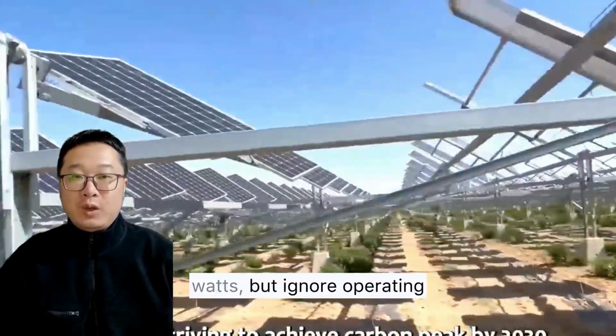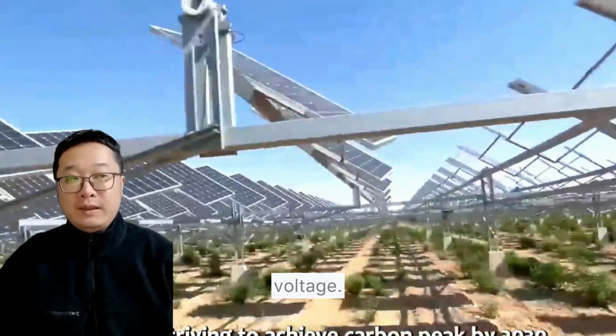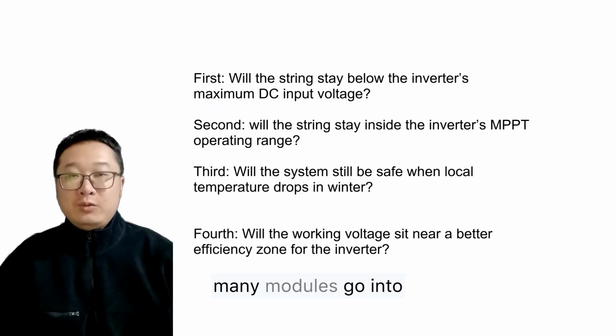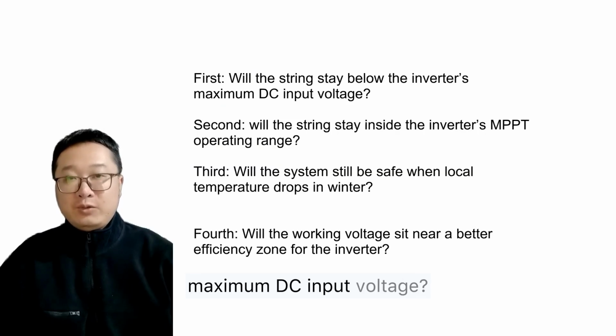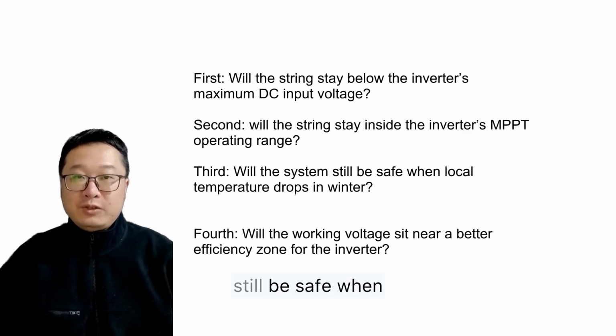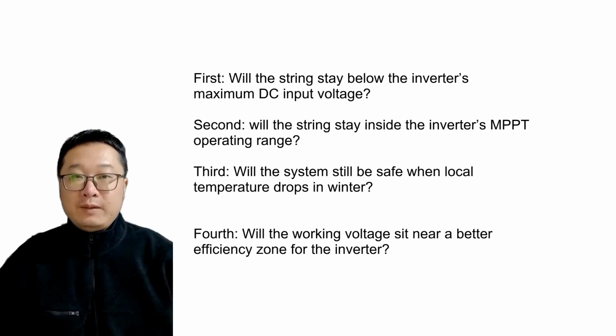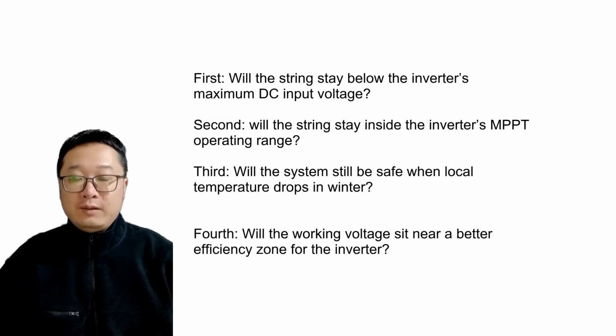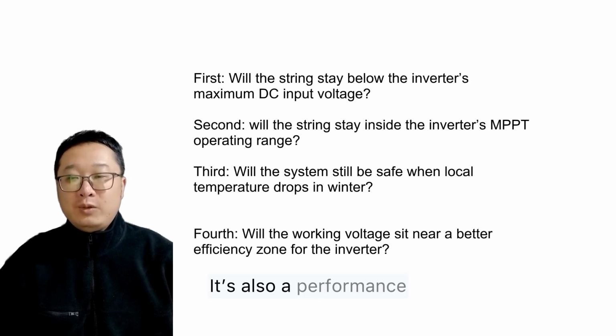Buyers focus on total watts, but ignore operating voltage. And voltage is where real string design begins. Before I decide how many modules go into one string, I want to know 4 things. First, will the string stay below the inverter's maximum DC input voltage? Second, will the string stay inside the inverter's MPPT operating range? Third, will the system still be safe when local temperature drops in winter? And fourth, will the working voltage sit near a better efficiency zone for the inverter? So for me, good string design is not just a safety check. It's also a performance decision.